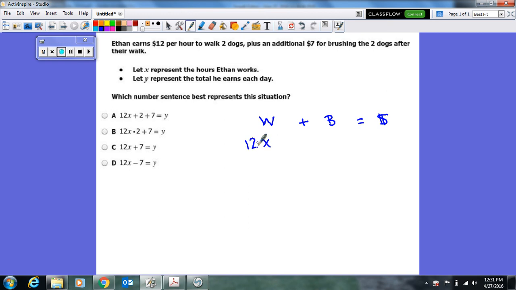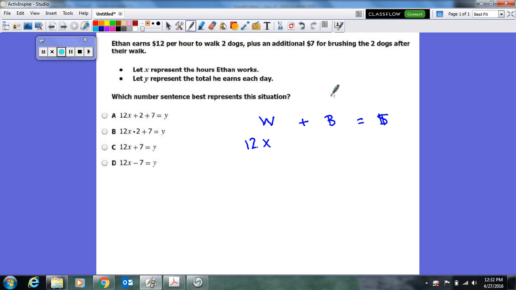12X. That's because if he only walked the dogs 1 hour, then he would earn $12. If he walked the dogs 2 hours, he would earn 12 times 2, 24. If he walked the dogs 3 hours, he would earn 12 times 3, $36, and so on and so forth. So that's how we represent how much money he's going to be earning for the walking the dog portion of his money.